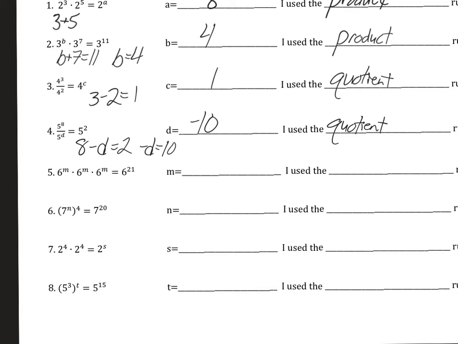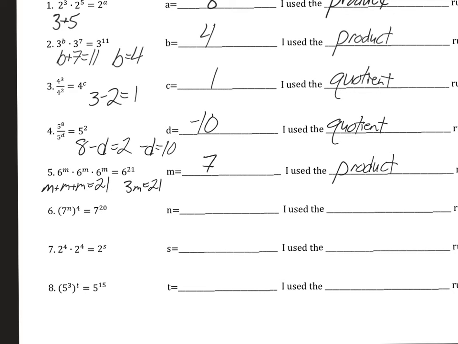What do you think this one's going to be? Well, I think it looks like it's the product rule. And then I know I have m plus m equals 21. Or I could say 3m equals 21. So what does m equal? Well, 21 divided by 3 is 7.